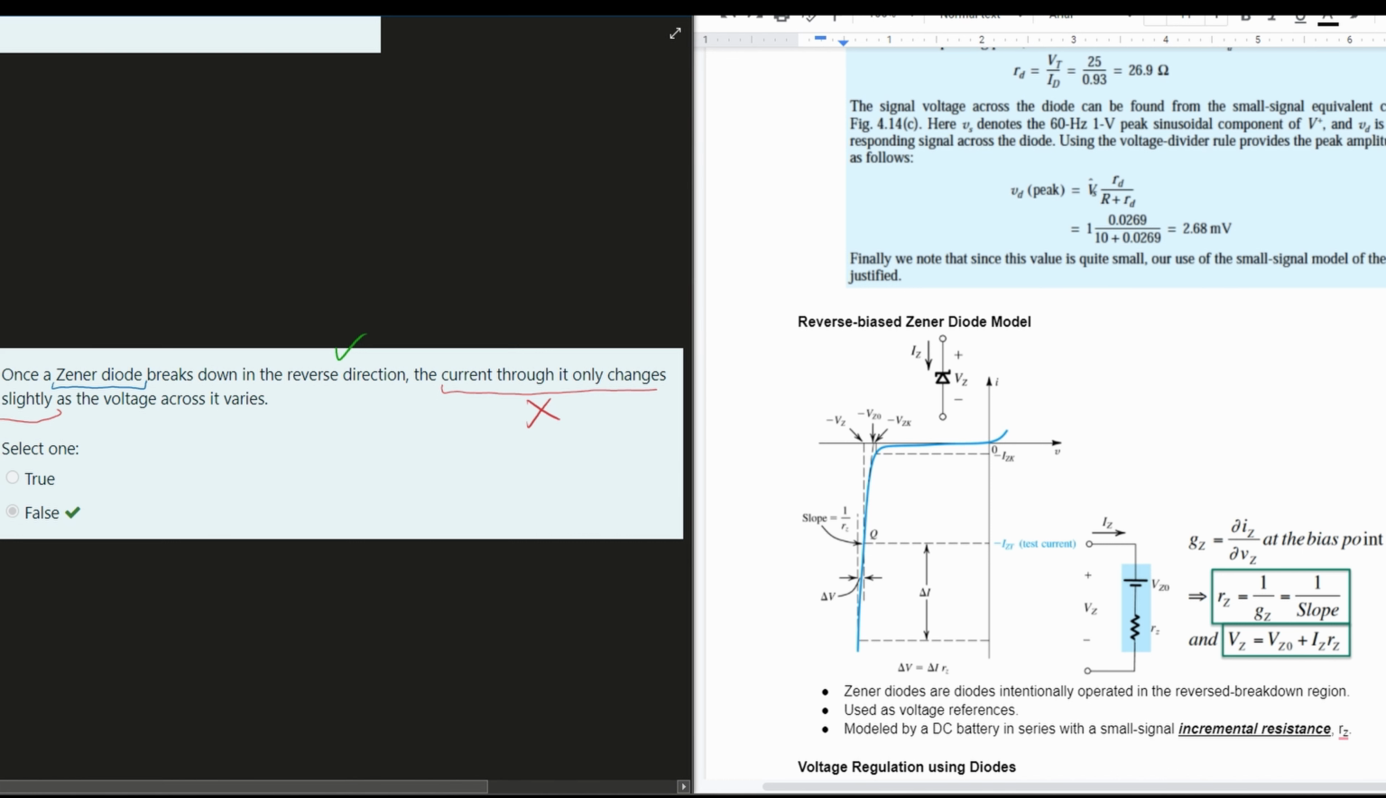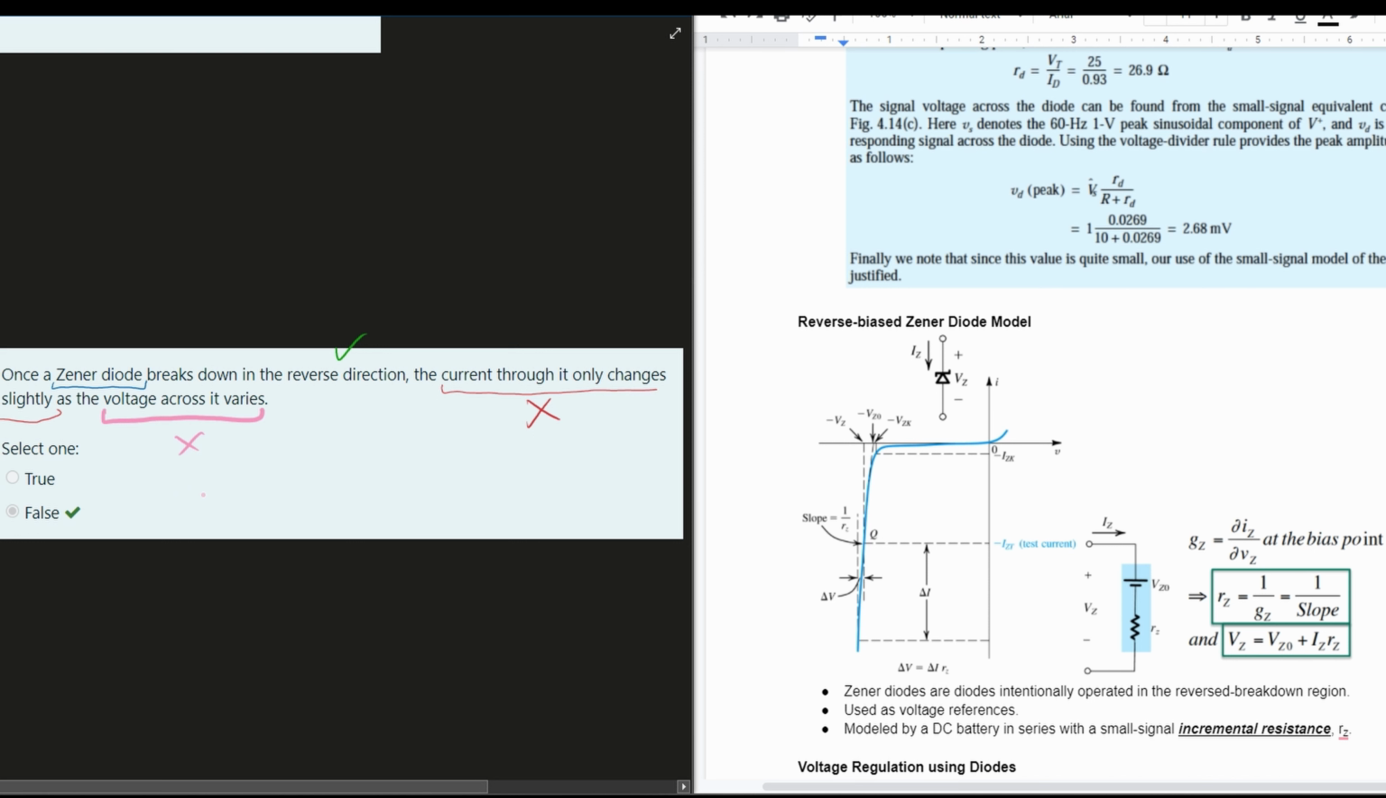So we can look at this next part, and this next part is going to say something similar. It's going to say as the voltage across it varies. Well, we can see that the voltage, which is our x-axis, doesn't change very much here, when our current, which is our y-axis, changes greatly here. And so that means that this is also false. So this is entirely false.